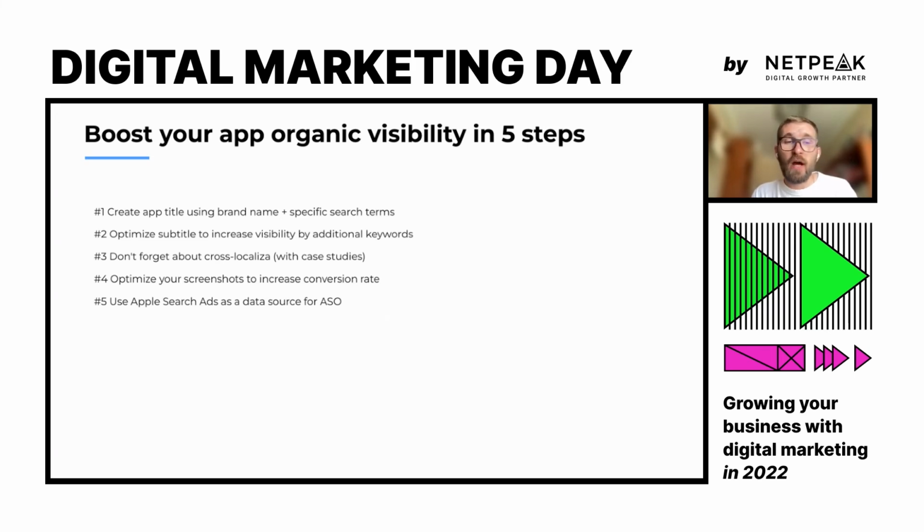And idea number 5, you need to use Apple Search Ads as a data source for your App Store optimization campaign. Not a lot of people are talking about Apple Search Ads as a part of App Store optimization, but we are using it in a lot of projects, and it's really a good combination of 2 channels, of 2 tools, to get a much higher result. So this combination is really very cool.